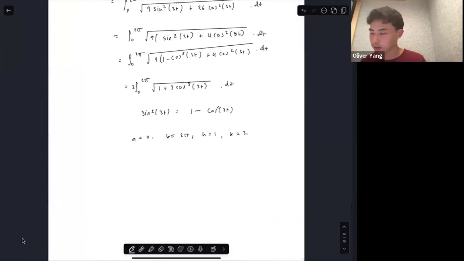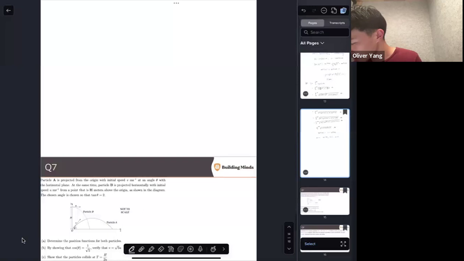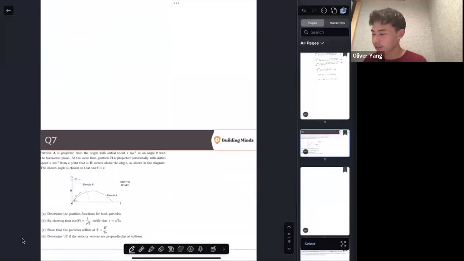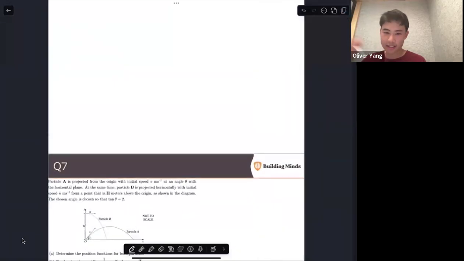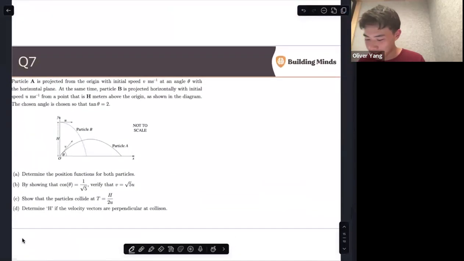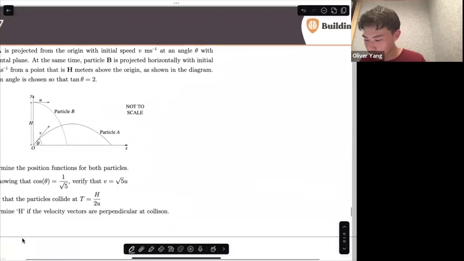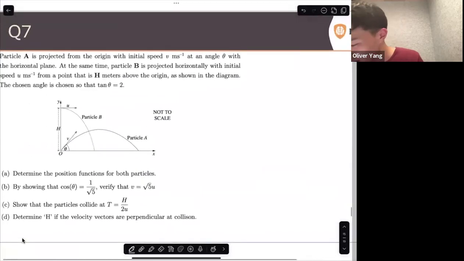Well, this is basically also vector calculus, but this is projectile motion now. Question 7. Yeah, there is a 3 in front. I forgot to add the k in the front when I was writing these questions out. But anyways, that's my bad. So, determine the position functions of both particles. Well, you should just know this off the top of your head, right?